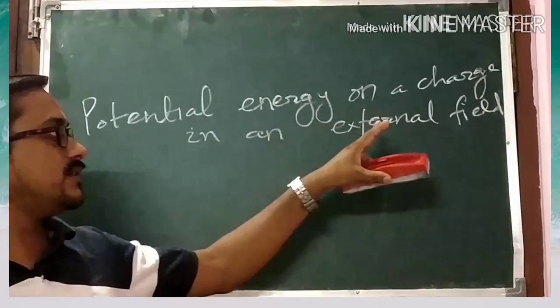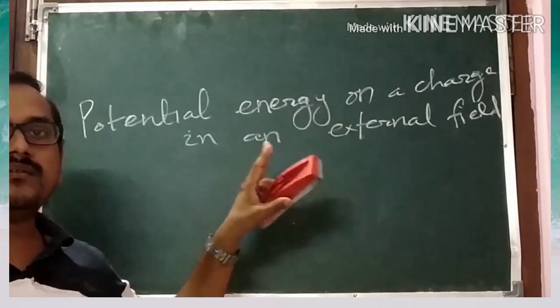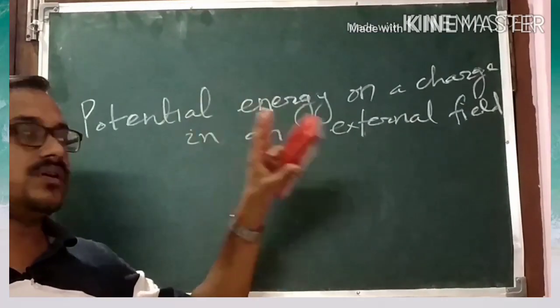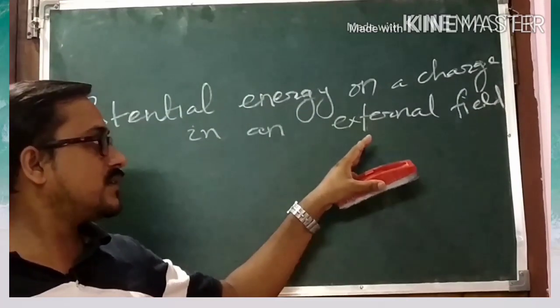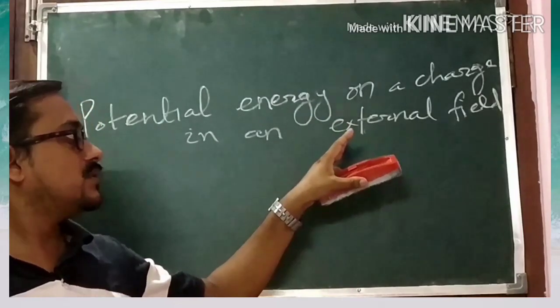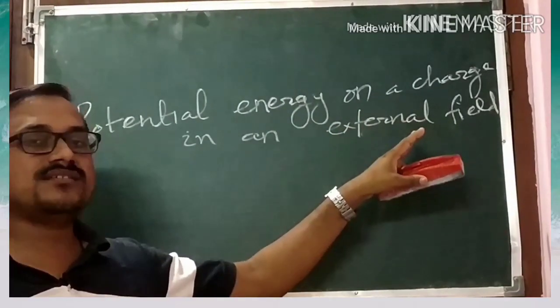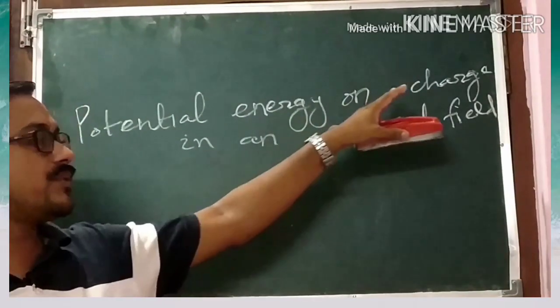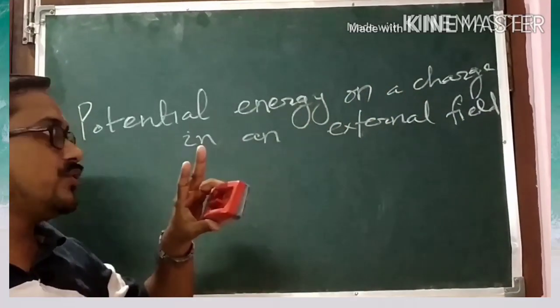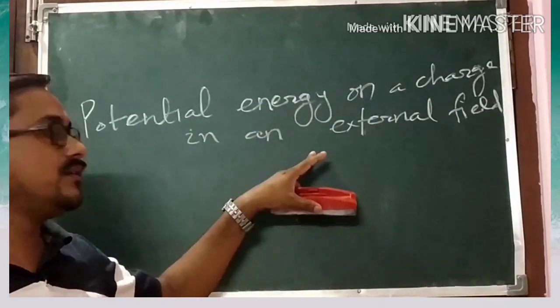In this case, there are two important properties we need to assume. The first is that the test charge should be very small, and the source charge which produces the external field should be very far away from that charge. These are the two points we have to assume here.